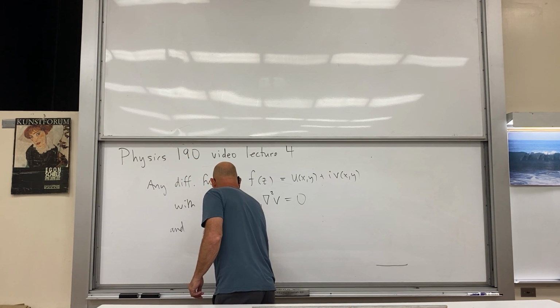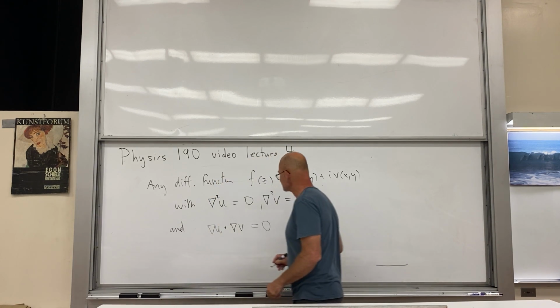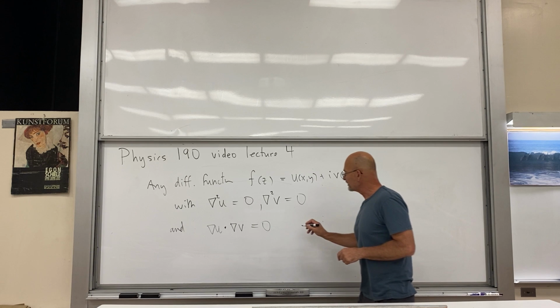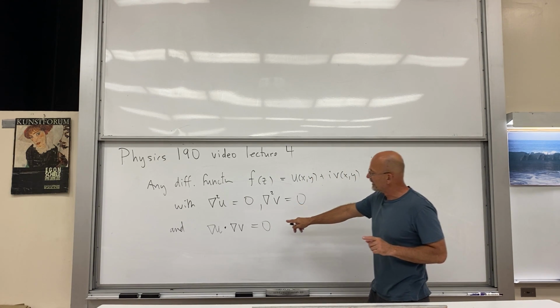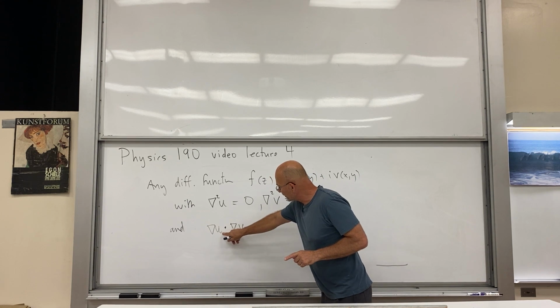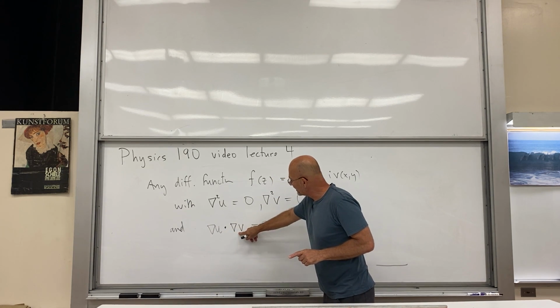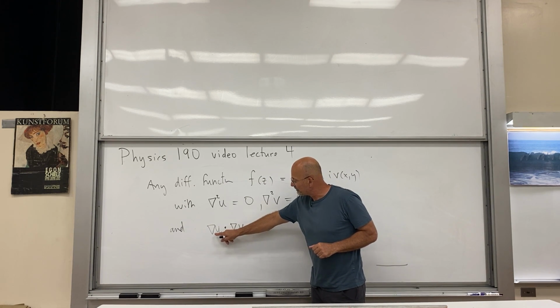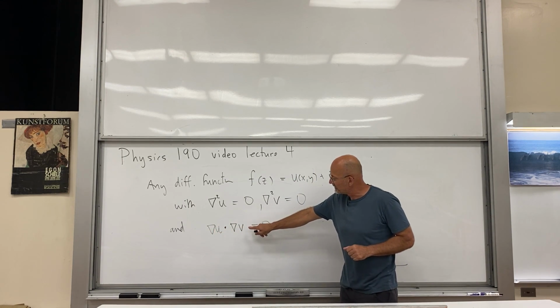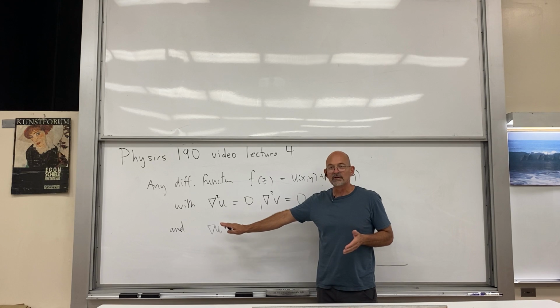Okay, be that as it may, so we have these features here: gradient u dotted into gradient v is equal to 0. This thing, which we didn't show in this form last time, means these two gradients are perpendicular to each other, which means that the equipotential lines, or the lines of constant u and the lines of constant v, are perpendicular to each other.